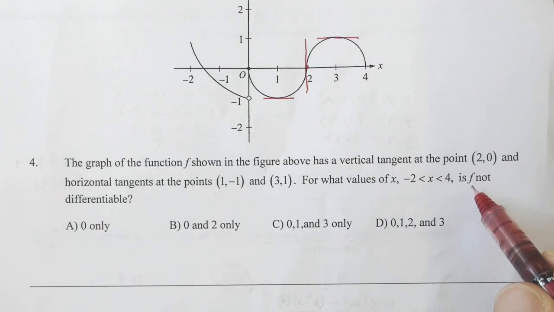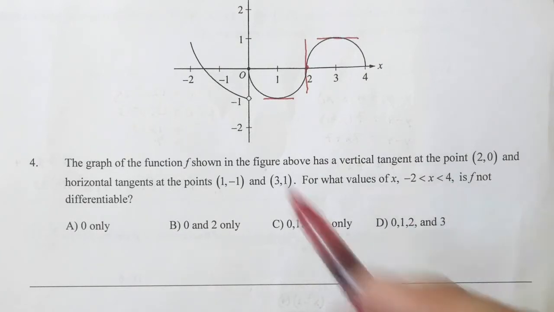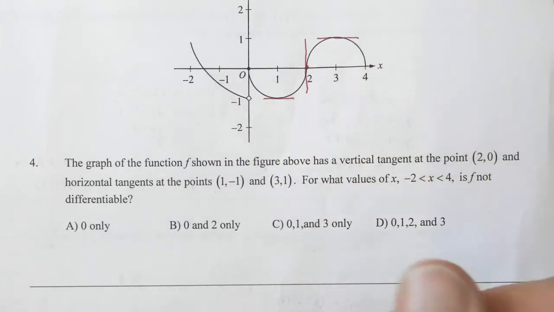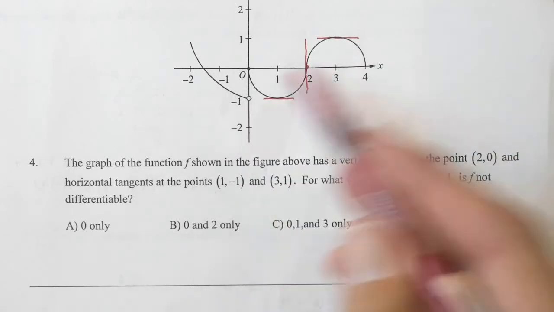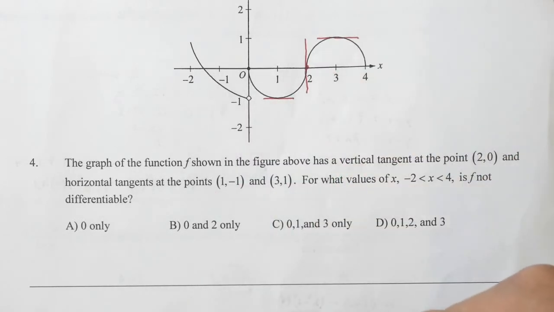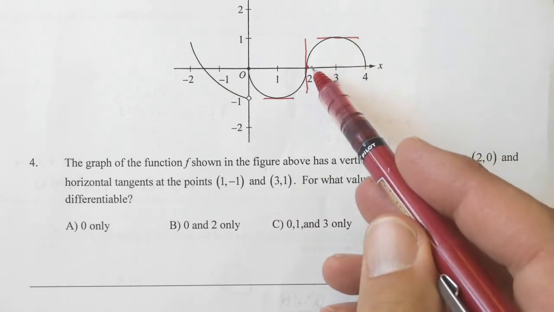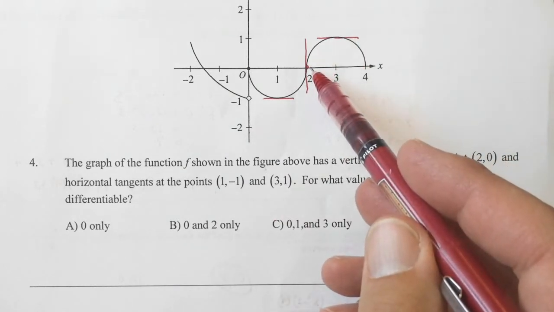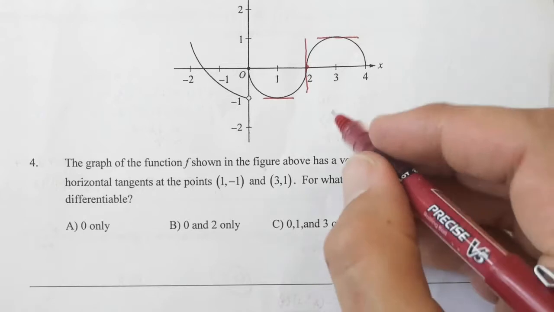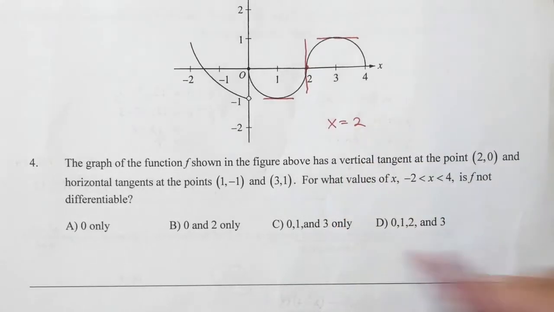Okay, so f is not differentiable when we have 4 possibilities. Possibility A is a corner. There are no corners in this graph, so that's out. Possibility B is if there's a cusp. There are no cusps in this graph, so that's out. Possibility C is where there's a vertical tangent line. We're told explicitly there's a vertical tangent line at x equals 2. So x equals 2 has to be part of our answer, which wipes out those 2 options.